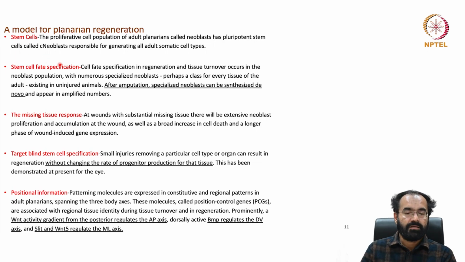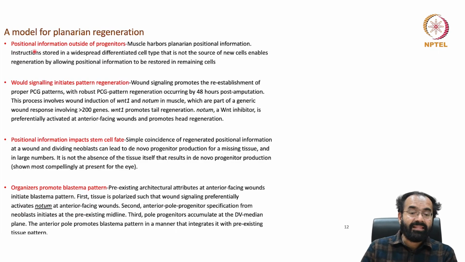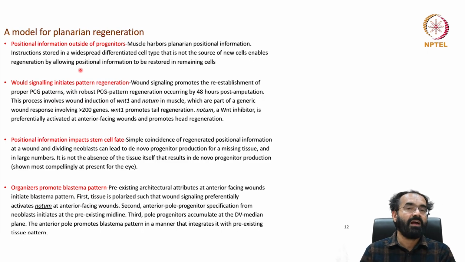So, a model for planarian regeneration. Whatever we have studied is described here: it has to involve the stem cells and stem cell fate specification, and the missing tissue response is essential. The target-blind stem cell specification happens, and the positional information. I'm not going through each of these sentences because you can read them. Each step is very important to understand, and they have to happen in a sequential manner. Then the positional information outside the progenitor is also important, because the muscles contain the positional information and the instructions must be stored in order to maintain it, because the organs are revamped regularly.